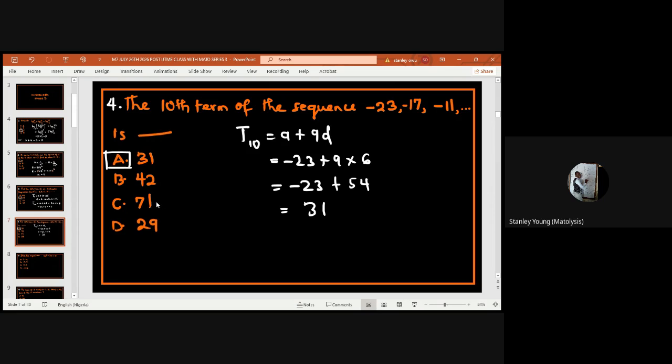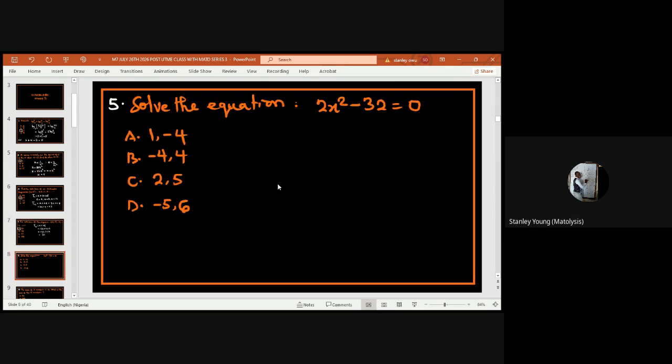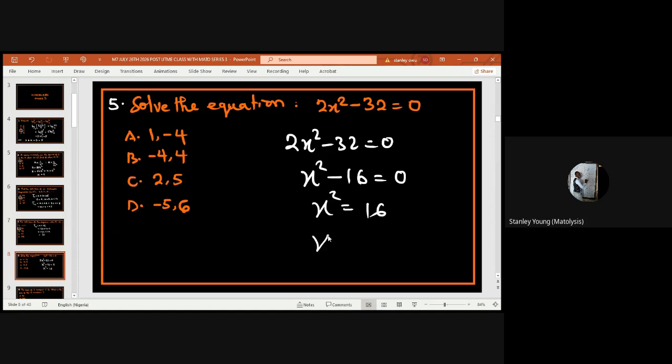And we have the next question, question 5. This is a quadratic equation. 2x squared minus 32 equals 0. Divide through by 2. That's x squared minus 16 equals 0. If you don't want to solve it, you just look at the options. But here you can just say x squared equals 16, x equals the square root of 16. A root is plus or minus, so the result is going to be positive 4 or negative 4. That's option B.